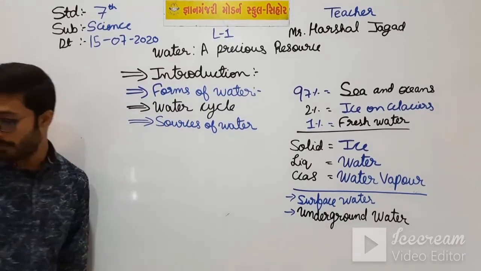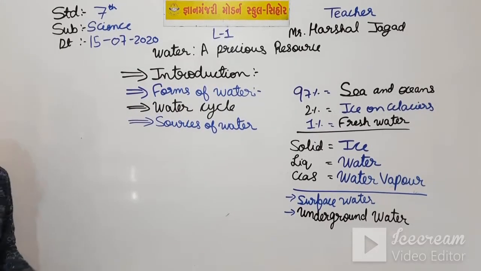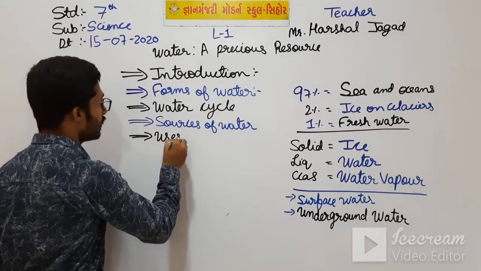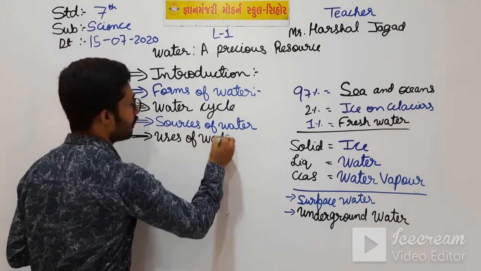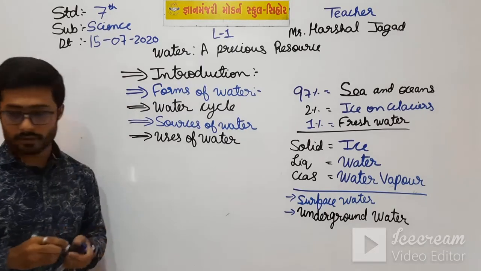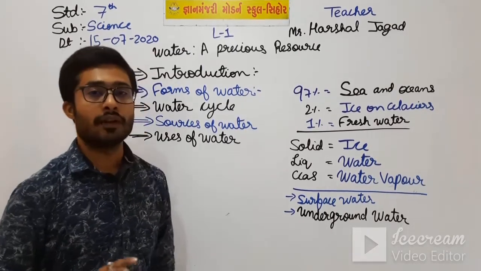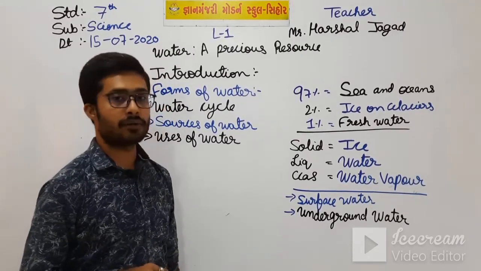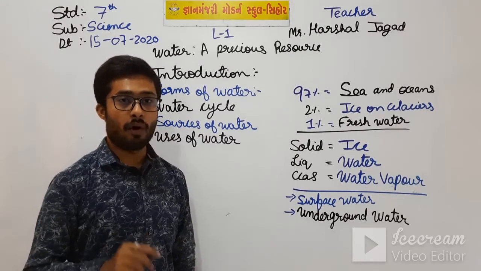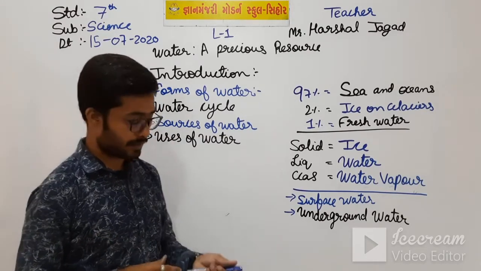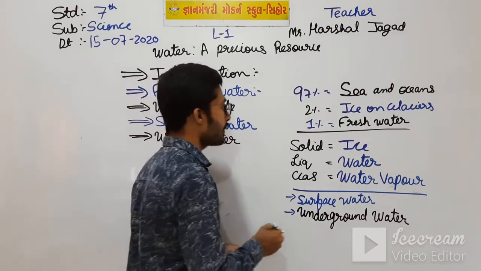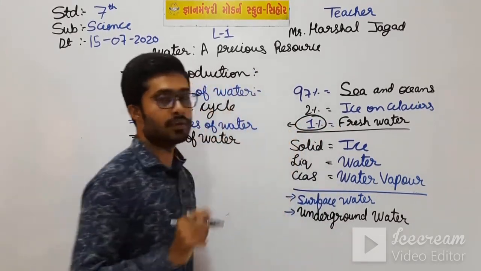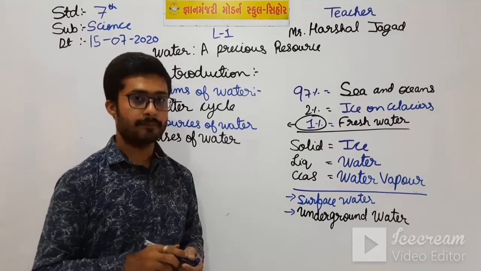Okay students, so next we have seen uses of water. In the uses of water, we have seen the agricultural use, domestic use, and industrial and commercial use. In agricultural use, we have seen that 90% of water is used for agriculture purpose. Means out of this 1% of water, 90% is used for the agriculture purpose.